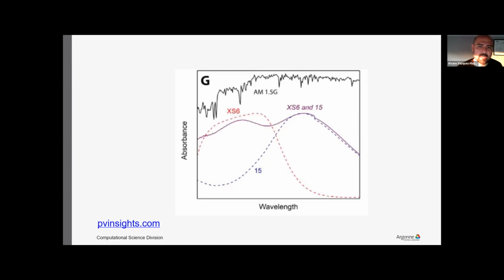So the problem with the solar spectrum is that it's very broad, right? You have just a collection of wavelengths. So what you want, yes.